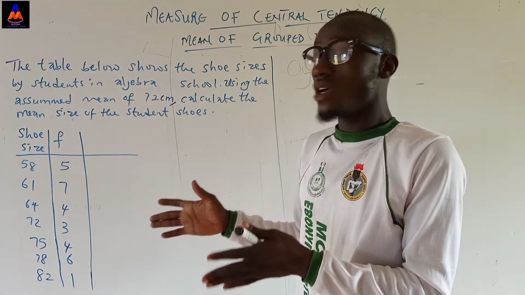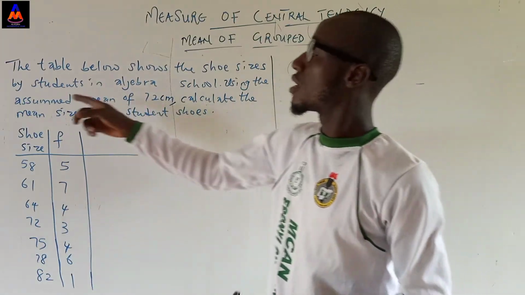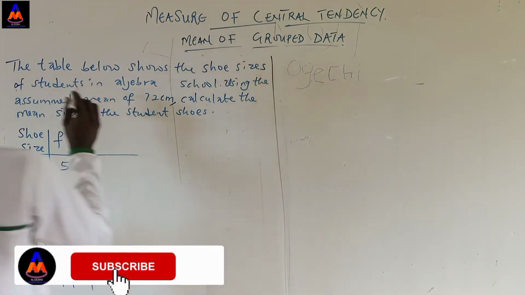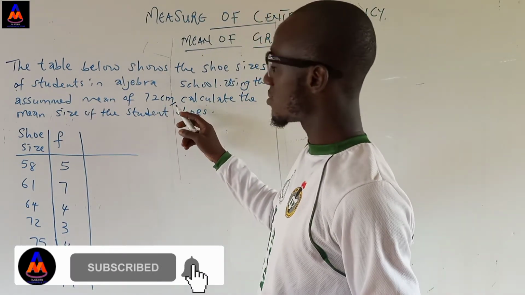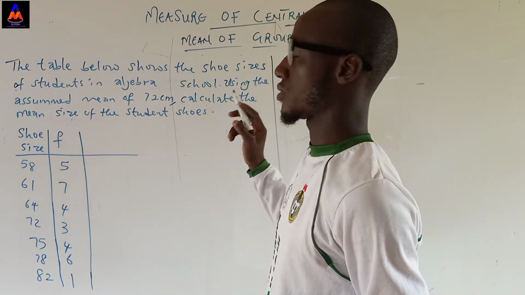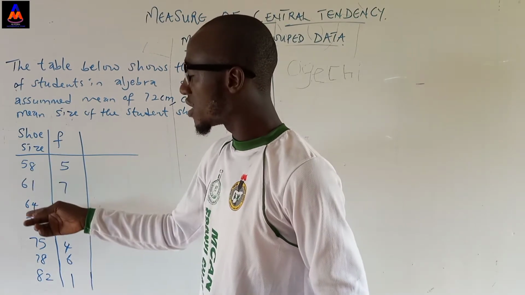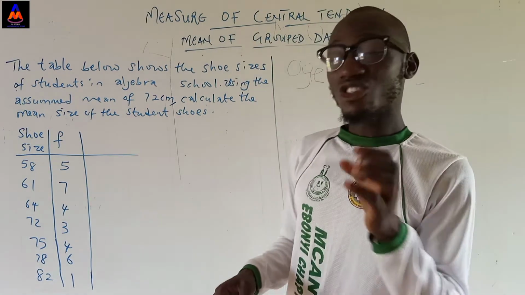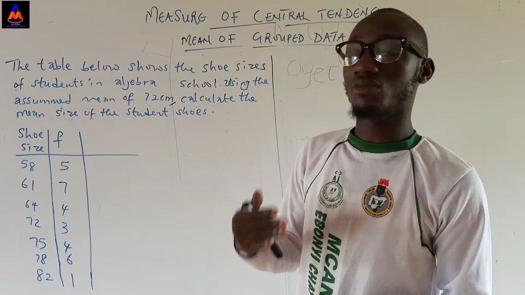Assume that we are told that the table below shows the shoe size of students in a school, using the assumed mean of 75. Calculate the mean size of the students' shoes. We have to find the mean of this distribution. You can see the shoe sizes here: 58, 61, 64, 72, 75, 78, 82. The assumed mean that is given to us is always a number that is close to the middle number.